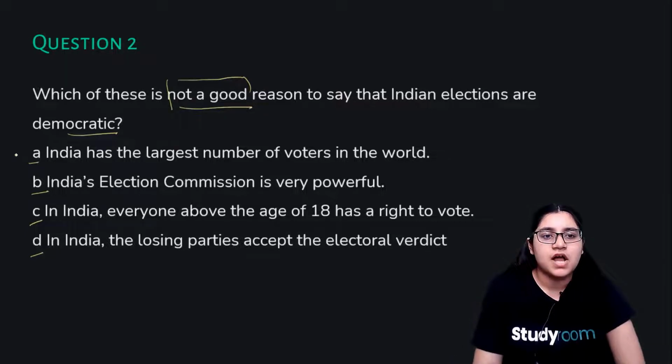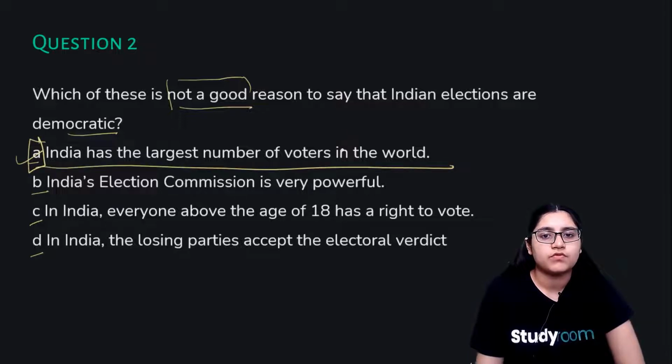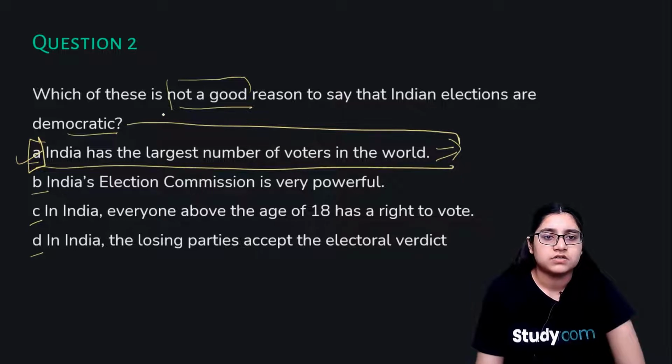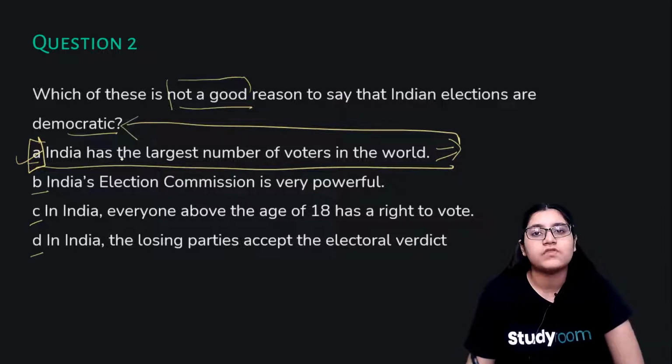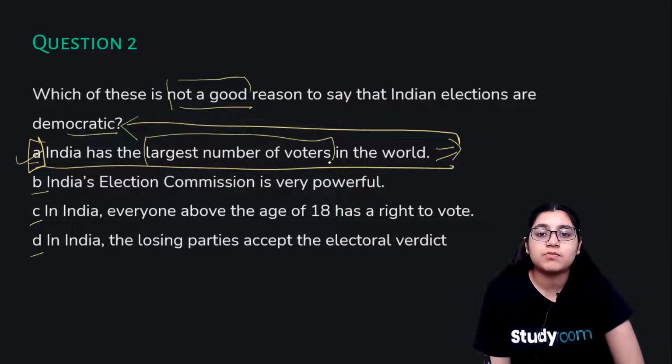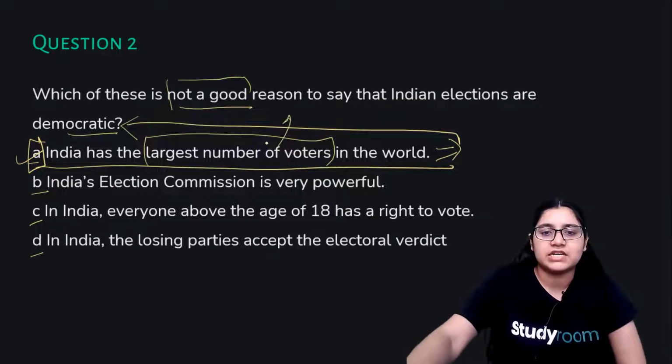So the answer over here is A. India has the largest number of voters in the world. This statement does not justify the word democratic, because democracy should involve elections, but in a free and fair manner. And just because you have the largest number of voters doesn't mean you are democratic. Because of free and fair elections, we are a democratic nation.